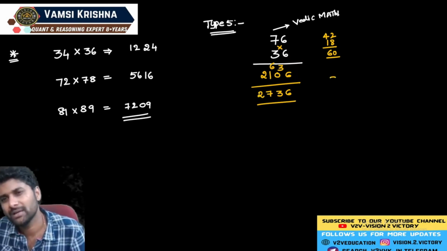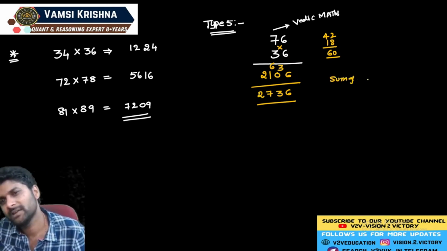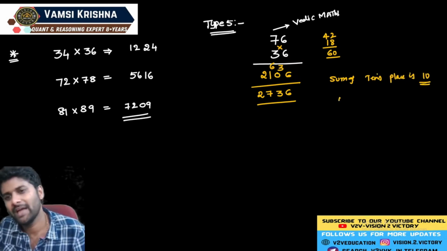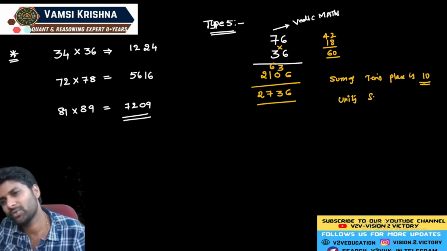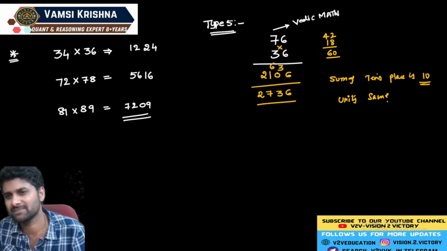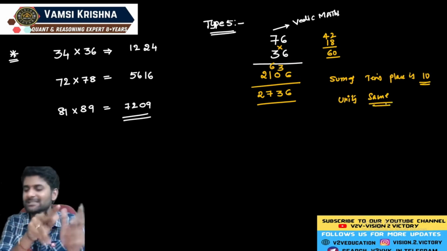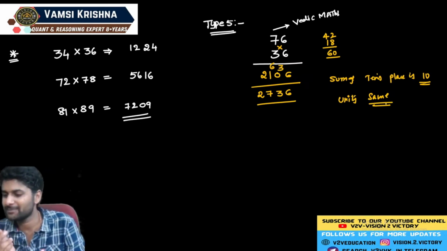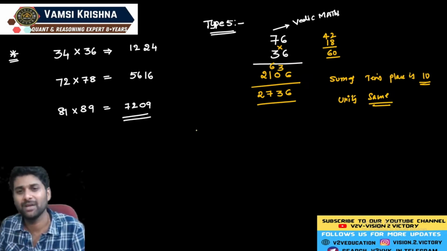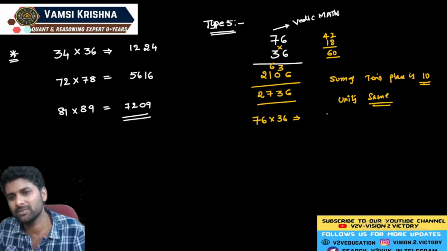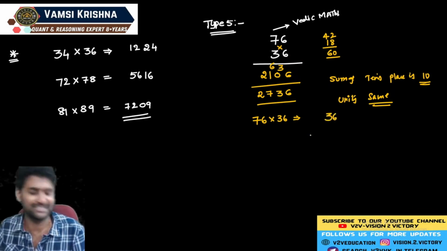In this question, the sum of the tens place is 10 and the units place is the same. So it is quite opposite of the previous discussion. In the previous question, the sum of units place is 10, tens place is same. Here the sum of tens place is 10 and units place is same. Now if you want the resultant of this question, guys, first multiply that. 6 sixes are how much? Definitely the last two digits are 36.